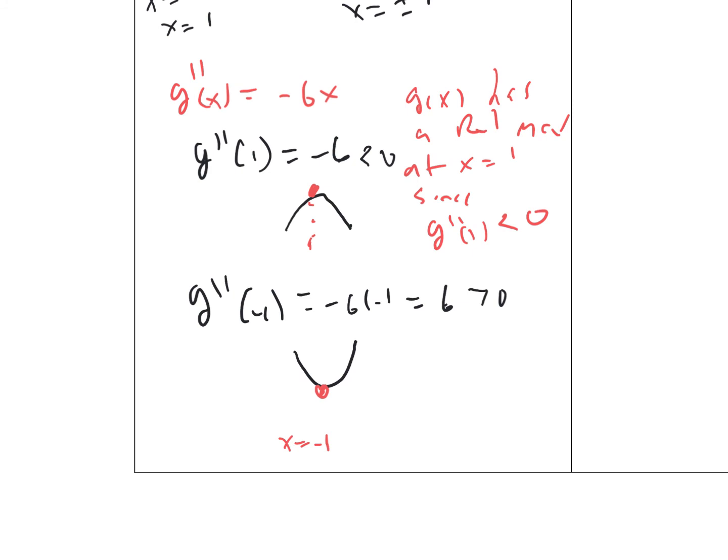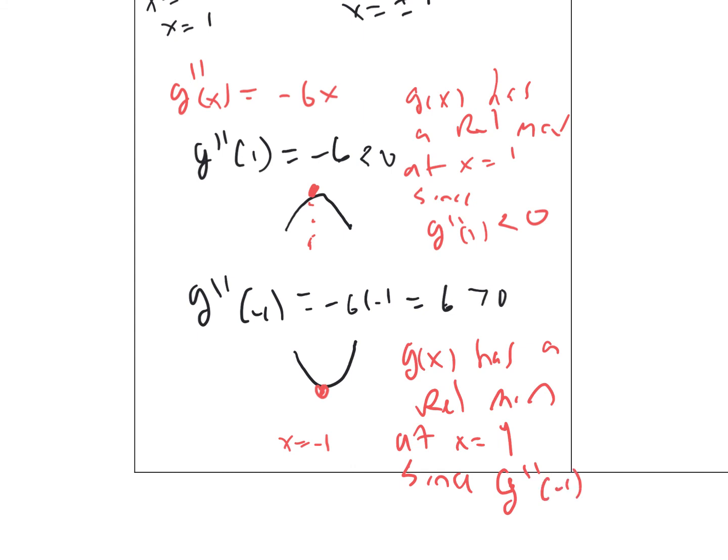So what am I going to say? I'm going to say g of x has a relative minimum at x equals negative 1 since g double prime of negative 1 was greater than 0.